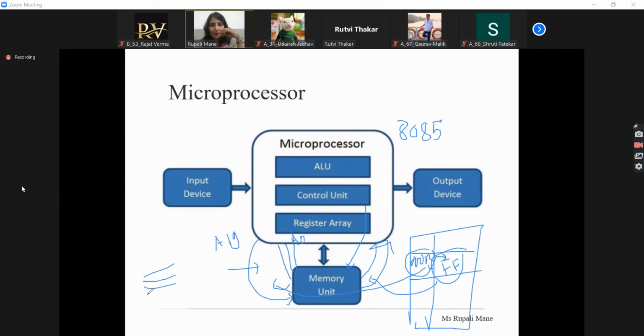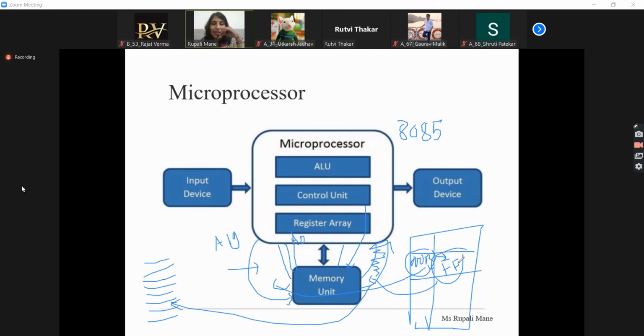How many data lines? 8 data lines. 1 2 3 4 5 6 7 8, meaning there are 8 wires. Now these 8 wires are connected to the microprocessor through memory. So when I draw this, I am saying data lines. Basically it is all 8 lines which have a connection between microprocessor and memory.